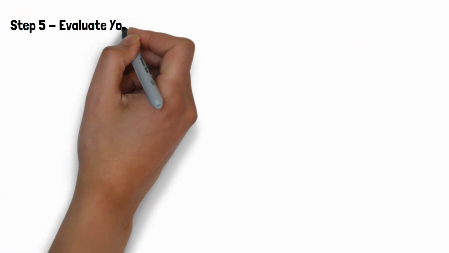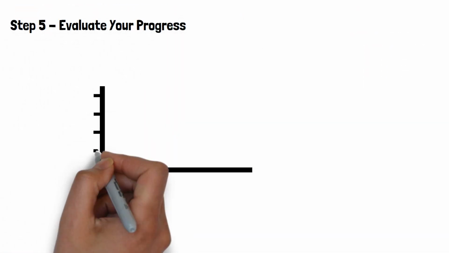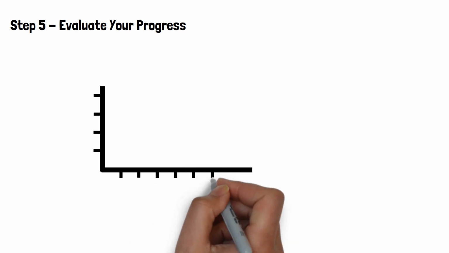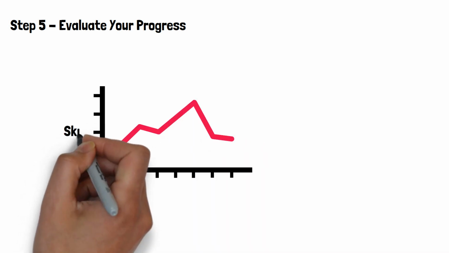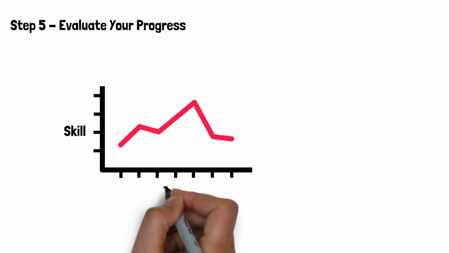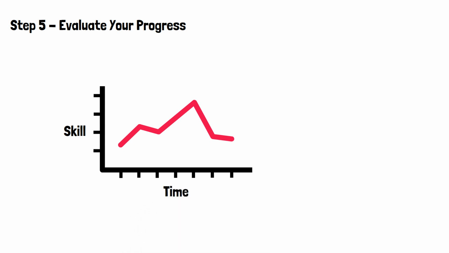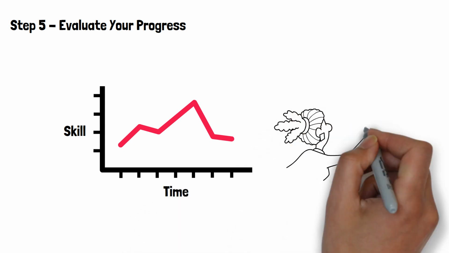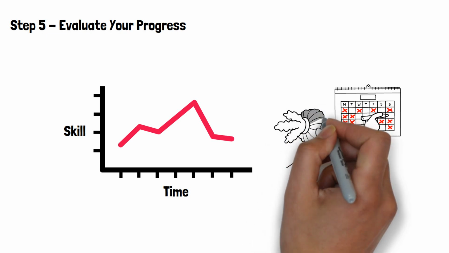Step 5. Evaluate your progress. Regularly evaluate your progress to see if your study schedule is working for you. Are you meeting your goals? Are you feeling overwhelmed? Are there any changes that need to be made? By evaluating your progress, you can make any necessary adjustments to your schedule to ensure that it is helping you achieve your academic goals.